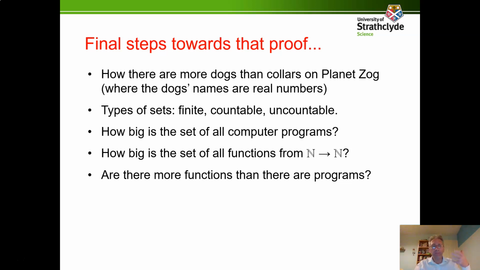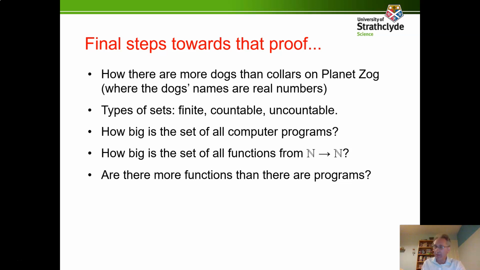Why have I been over that, given that it's such a lot of hot air? Well, what I'm going to do now is try the same trick on some other sets. I'm going to try mapping them to the natural numbers, and I'm going to run into problems. And because I run into problems, that's going to do a proof for me. So what I'm going to do now is move to a different planet, which is probably a good idea. I'm going to move to planet Zog.